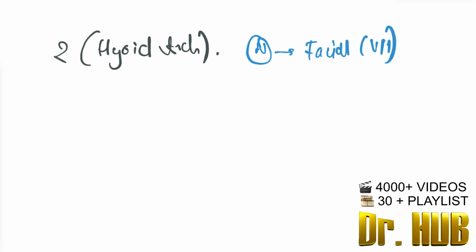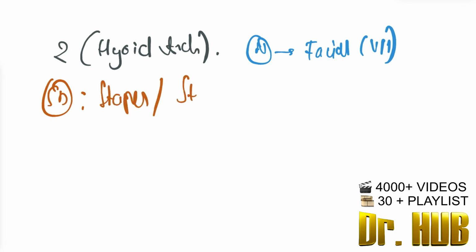So what will be the skeletal derivatives? The skeletal derivatives here will be the stapes. There is also the styloid process. So there is the presence of the stapes and the styloid process. The styloid process is part of the temporal bone.